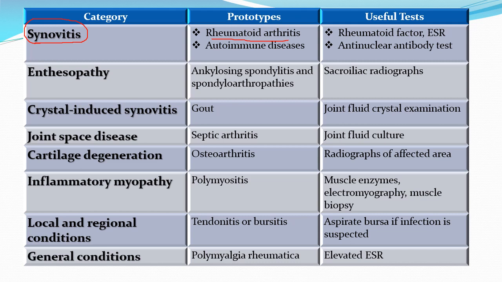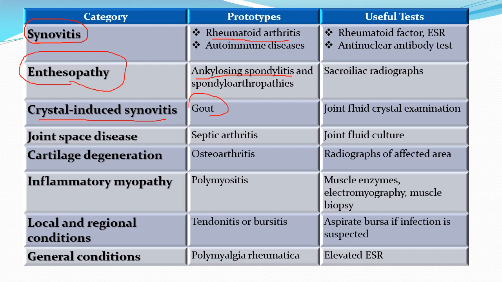We have another entity in which the inflammation primarily involves what we call the enthesopathy. What is enthesopathy? Enthesopathy is the area of the junction where the tendon or the ligaments are inserted into the bone. So the enthesopathies are a group of diseases characterized by inflammation of the junctional zone which connects the tendon or the ligaments with the bone. The prototype for this is ankylosing spondylitis. And then we have another entity which is called crystal-induced synovitis, in which the synovial membrane is inflamed in response to the deposition of certain crystals.